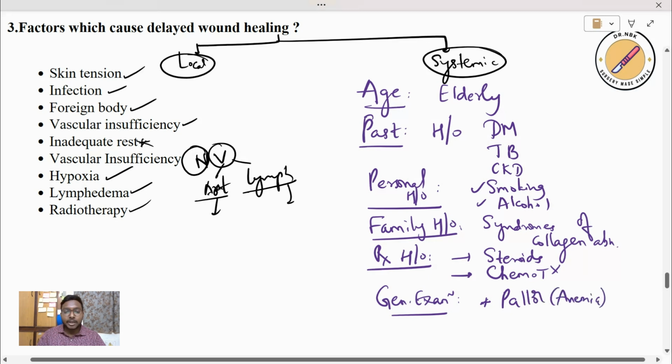In anemia, there will be decreased hemoglobin or decreased oxygen carrying capacity, again, which will delay the wound healing. And another one is malnutrition. This malnutrition can be undernutrition or overnutrition. So malnutrition is another important factor which will affect the wound healing.